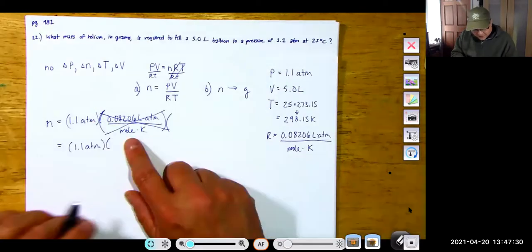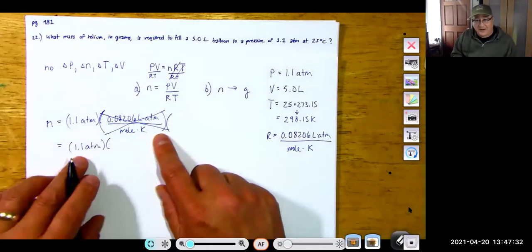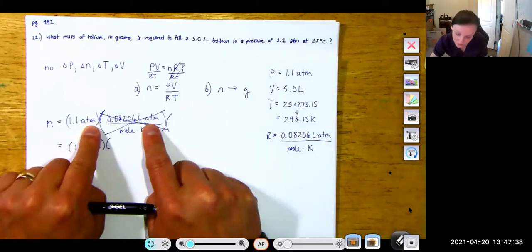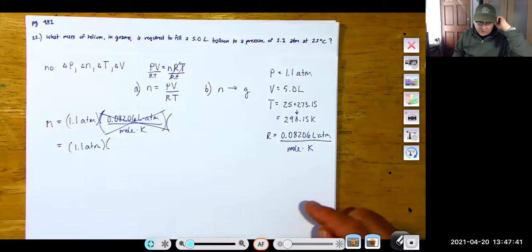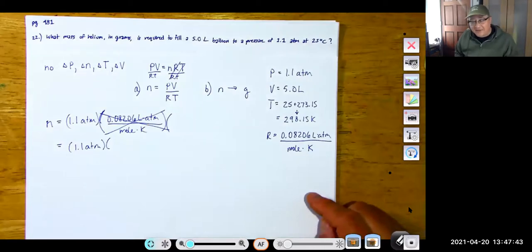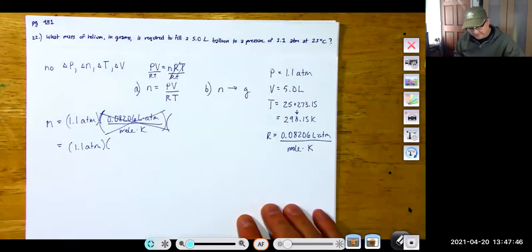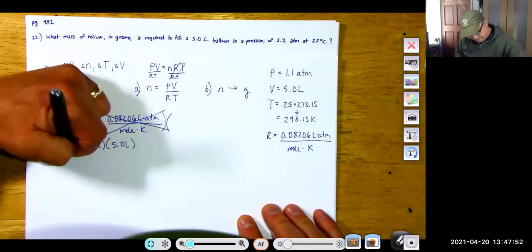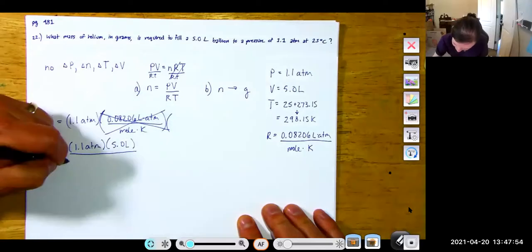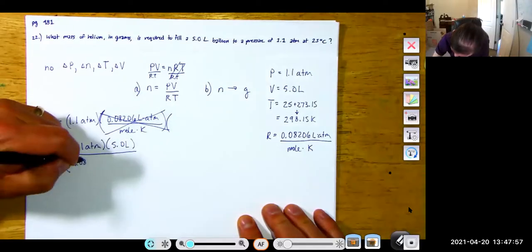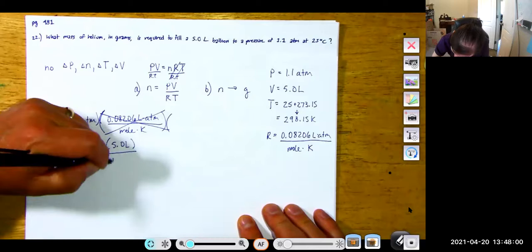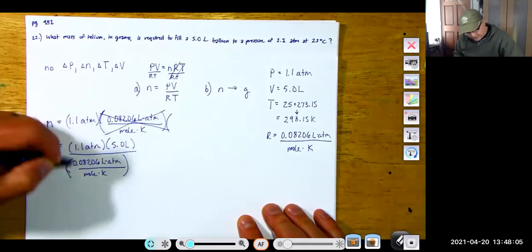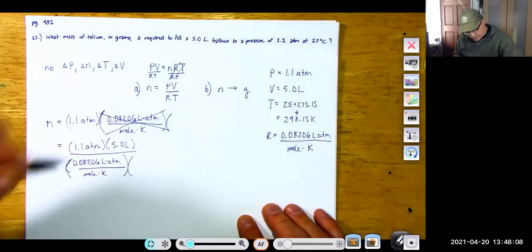I guarantee you that when I started crossing units out, I would have found out I had a problem, right? Because would atmospheres cancel? No. So that's the beautiful part about putting your units in with your problem: you quickly find out that you don't have it set up correctly. But it's much better if you just avoid that altogether, right? And that's why I always insist you put your units in with your calculations so that you can see it all does work out.